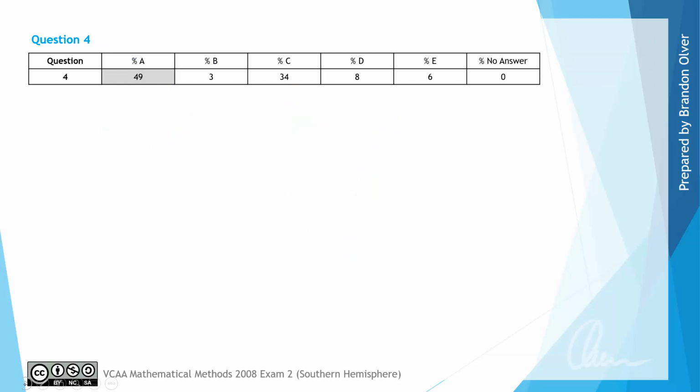From the examiner's report, we can see that 49% of students got this question correct. So it was actually a reasonably challenging question in that exam. And we can see that there's a large proportion of students at 34% that chose C.